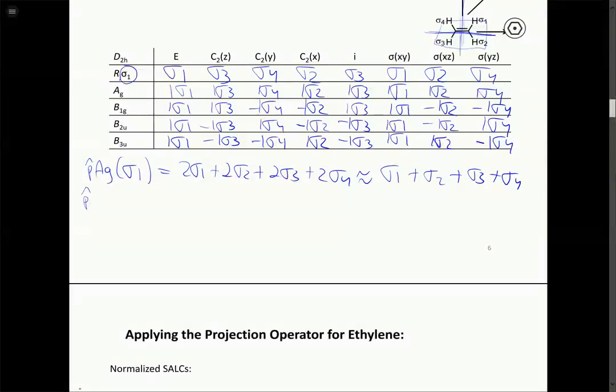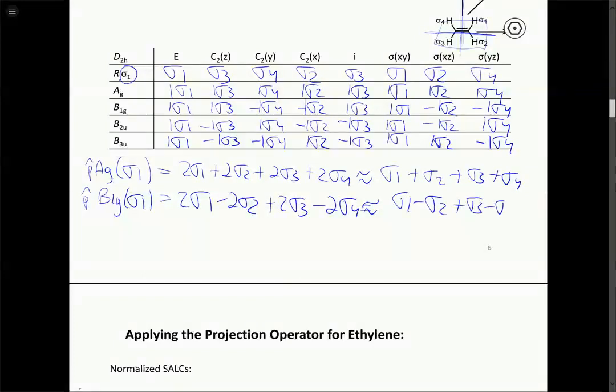It's just an additive combination. Projection operator for B1G, we still have 2 sigma 1. This time for sigma 2 we also have minus 1 and minus 1, so we have a minus 2 sigma 2. Sigma 3 plus 1 plus 1, so we have a plus 2 sigma 3, and then a minus 2 sigma 4. So we factor out the 2's and we get sigma 1 minus sigma 2 plus sigma 3 minus sigma 4. So we have alternating in-phase, out-of-phase combinations.